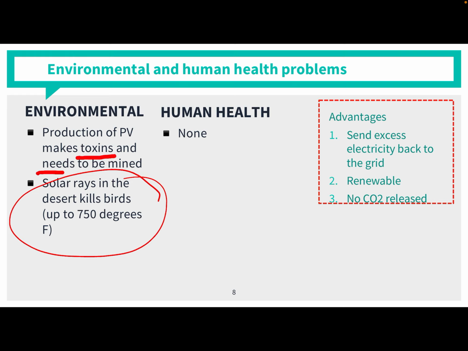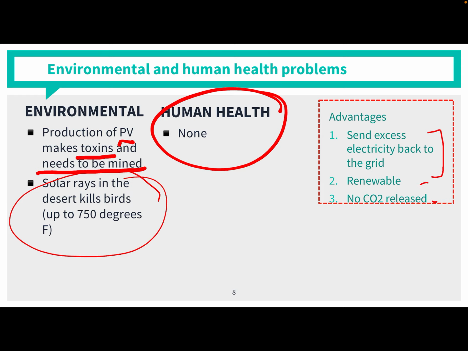There's toxins associated with the mining of the silicon for the photovoltaic cells, but there's no general human health impact. Advantages of using solar panels are that it sends the electricity back to the grid, they're renewable, and there's no CO2 released. Some disadvantages that you should know about are that you can't store the electricity, and it's highly intermittent based upon the amount of sun available. So those are things that we should keep in mind when considering solar energy.